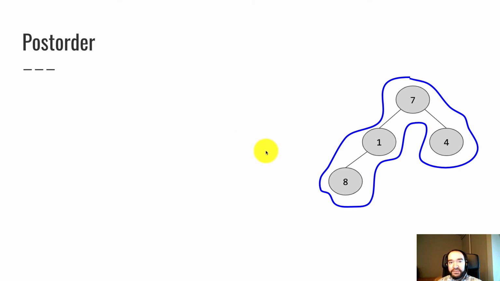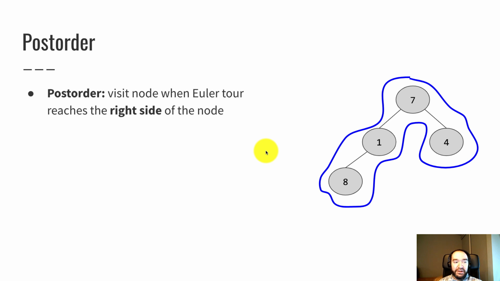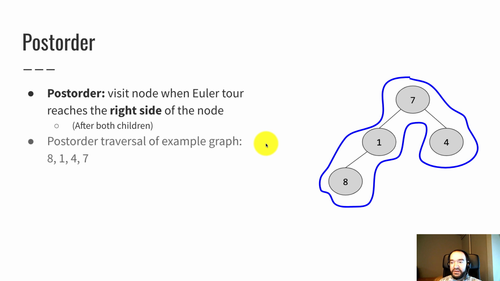Finally, postorder. This is the third and final alternative. That's when you visit a node when the Euler Tour is on the right side of the node after both of the children. So let's go through this example once again. Here we go. We have to get to the right side of a node. So the first one is 8, then 1, then 4, then 7. 8, 1, 4, 7. One application of this would be freeing all the nodes.